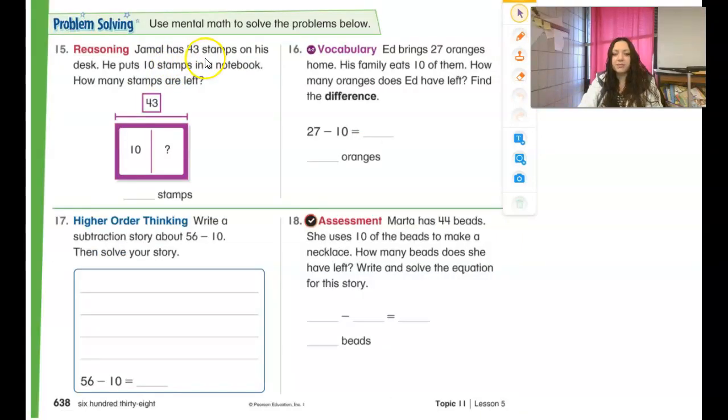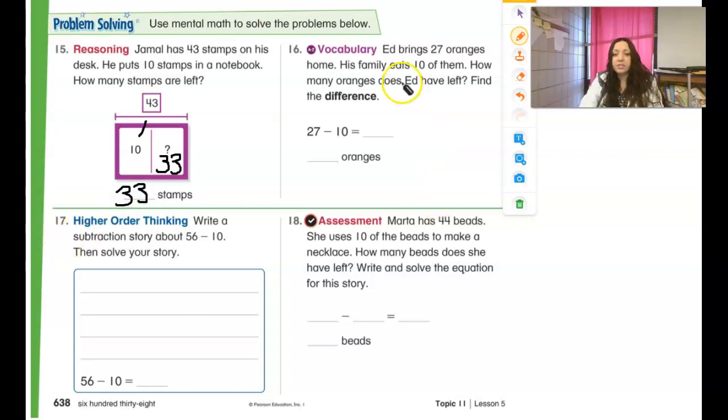Okay, Jamal has 43 stamps on his desk. He puts 10 stamps in a notebook. How many stamps are left? So we're going to look at this part, whole math. So up here we have 43. We know one part is 10 because we're taking 10 away. So if I take 10 away, I can look at my 10s and say, I had 4, I'm going to take 1 away. So what's 4 take away 1? 3, very good. And then I had 3 1s, I didn't take anything from it, so I just have 3 1s left over. So 33 stamps would be left.